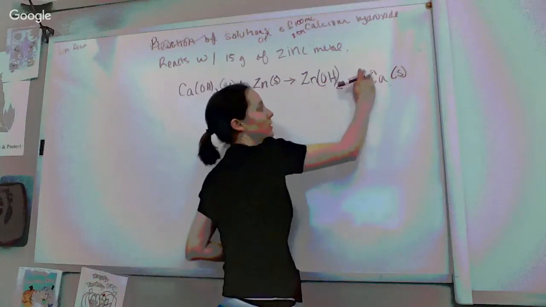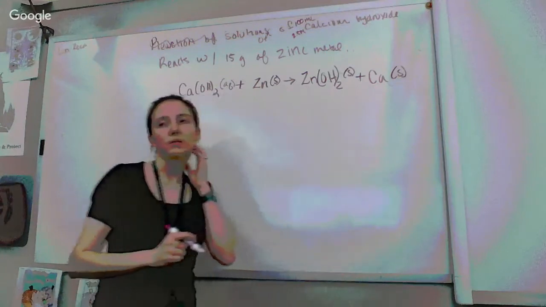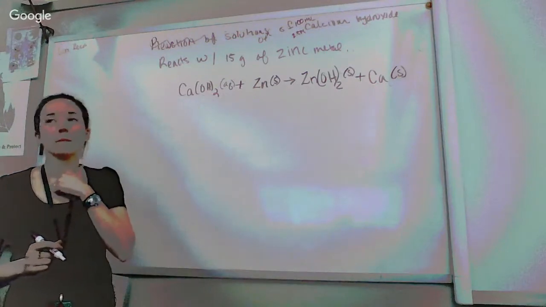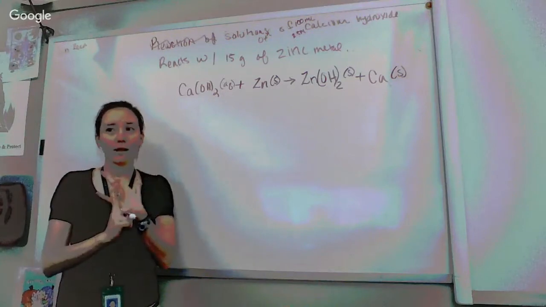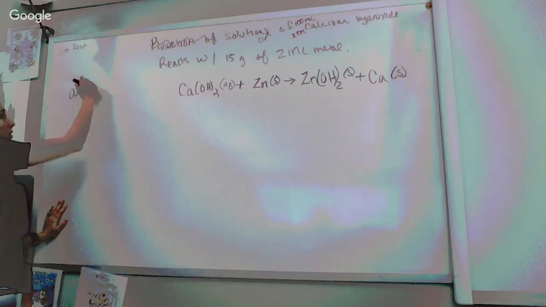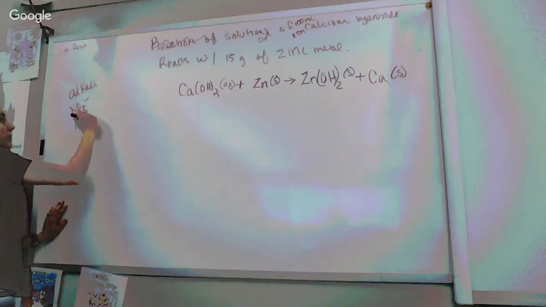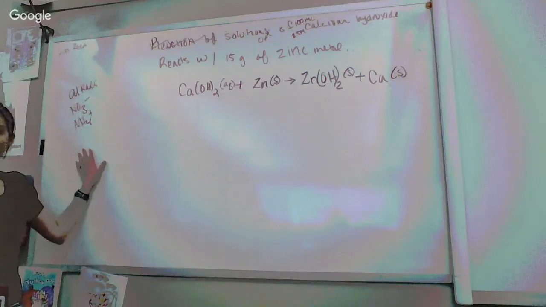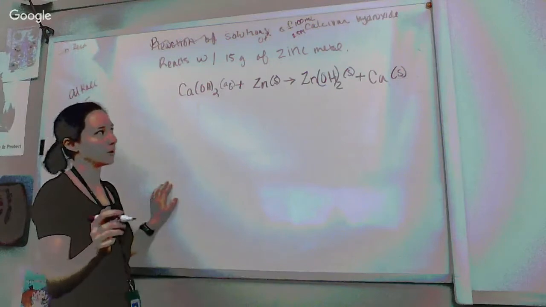What state of matter should zinc hydroxide have? It would be a solid. Why would you guys guess it's a solid? Yeah, it doesn't have sodium or any of my alkali metals. It doesn't have my nitrates. It doesn't have aluminum. Remember, those are the ones that are always aqueous. And if one of those are present, it has to be aqueous. If none of these are present, then you would call it a solid unless you were told otherwise.